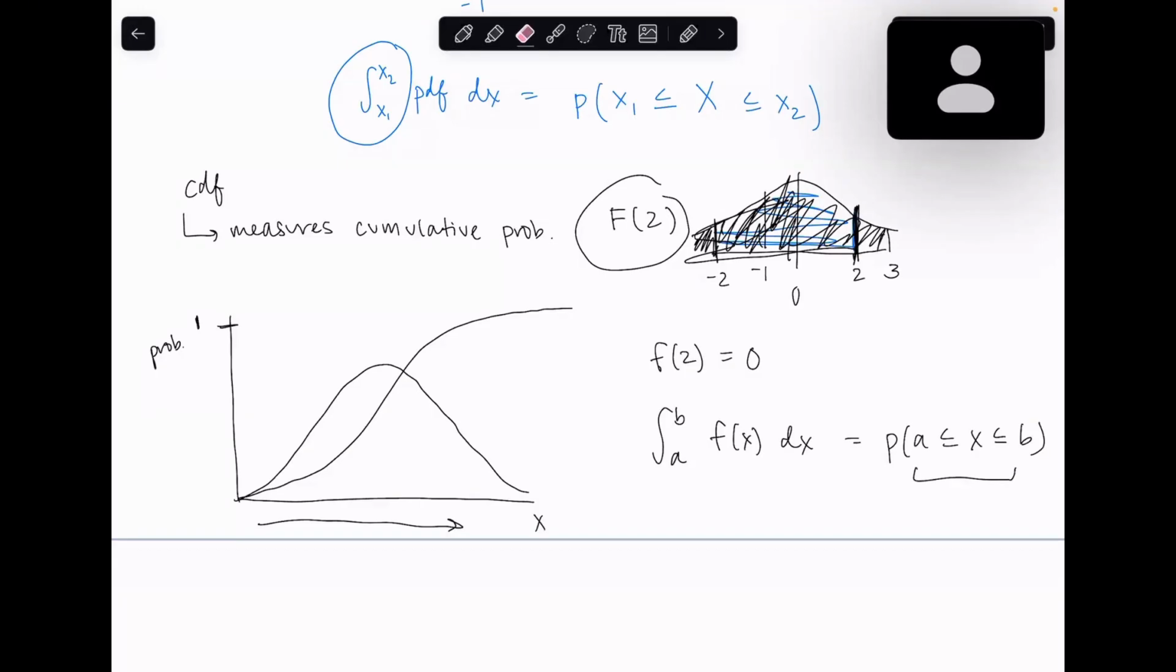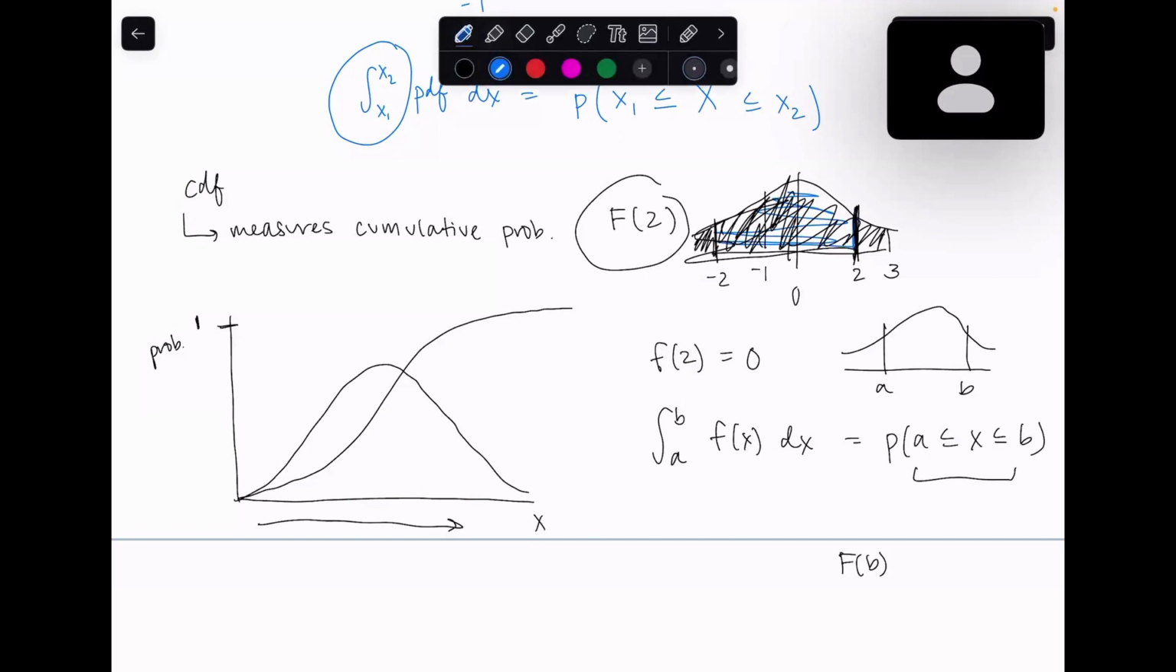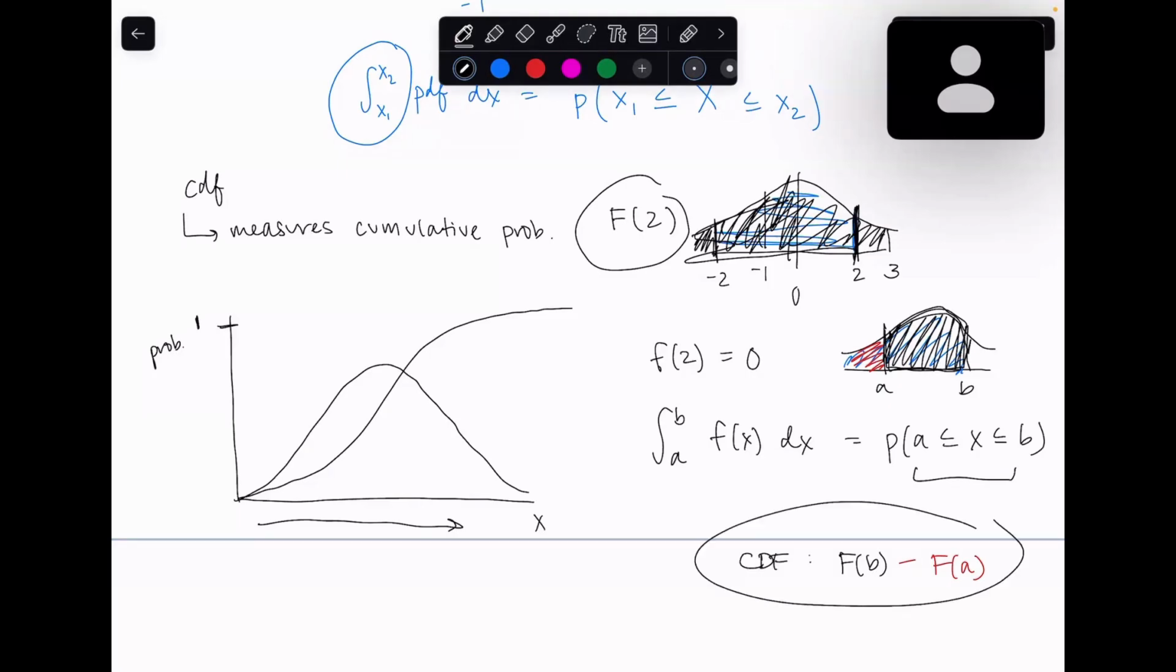Whereas with a CDF, if I have this distribution with A and B, and I want to find this probability, I would just take F of B, which is going to give me all of this, minus F of A, which is going to give me all of this. Those cancel out, and what I'm left with is just this range, this probability. That's something I would do using the CDF, whereas this is something I would do using the PDF to find the probability of the same range. So that's kind of the difference. This would be my CDF and this would be my PDF.